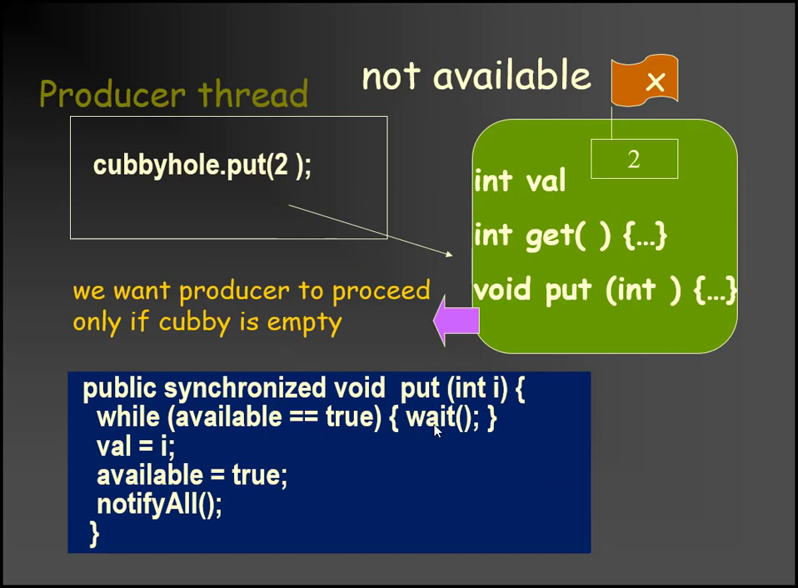From the producer side, when the producer wants to put something in, it must acquire the lock. So that's why we make the method synchronized. It has the same basic logic, but it's a little flipped. While available is true, which means there's something already in the cubby, it will wait. And then when somebody calls notify, it is ready. It resumes down here, sets the value to the parameter that was passed to put, sets the available flag, and calls notify.